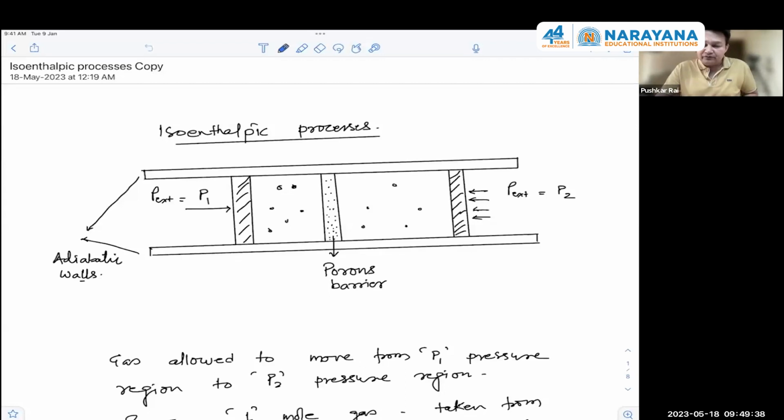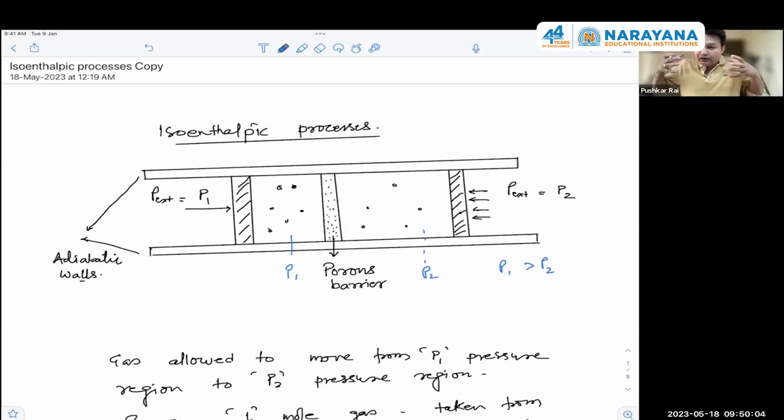Give me affirmation if you understand the process. You are pushing this piston from the left-hand side. Piston is going inside. And there is a barrier. Across the barrier, here the pressure is P1, and here the pressure is P2. And P1 is greater than P2. Can you feel the process?